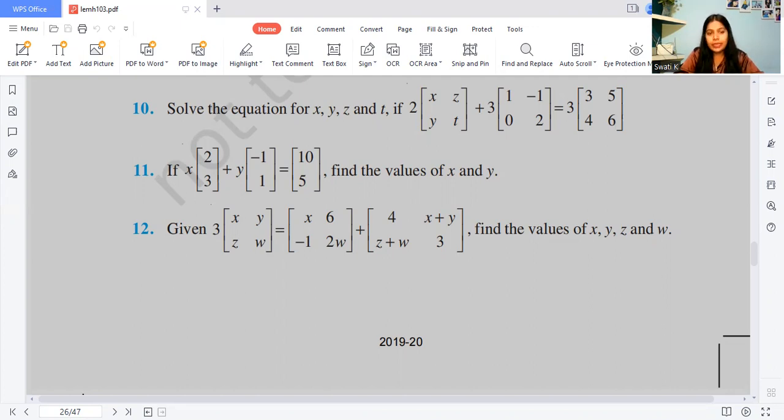Clearly, we can find out x and w first, very straightforward. This will become 3w minus 2w if you shift it to the other side, and this is 3. 3w minus 2w is w, and w is equal to 3. So we have got our w. Now let's quickly find out x. So here this will become 3x minus x equals 4. Clearly 3x minus x is 2x equals 4. So x will be equal to 4 divided by 2, that is 2. So we have got our x as well.